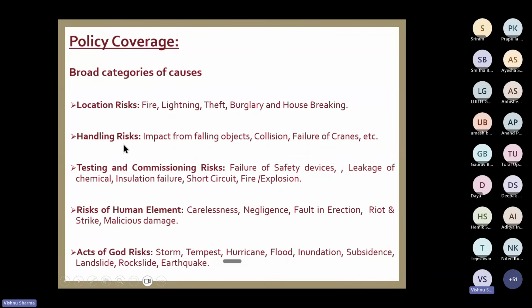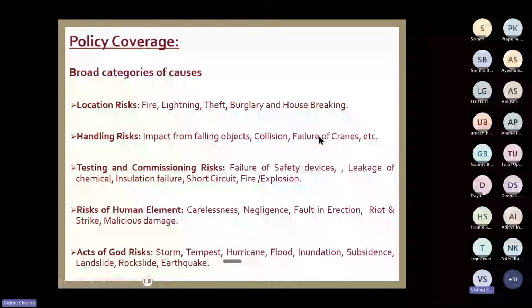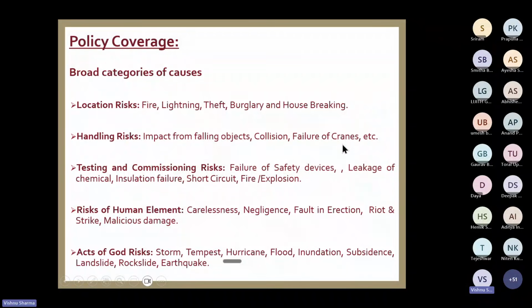Then your handling risks. What are these handling risks? Impact from falling objects, collision, failure of cranes. Many times during erection, there is failure of cranes. I showed you one photograph where the crane has lifted a big turbine blade. If the crane fails, the entire thing is going to come down, and that loss would be payable under section 1 of the policy.